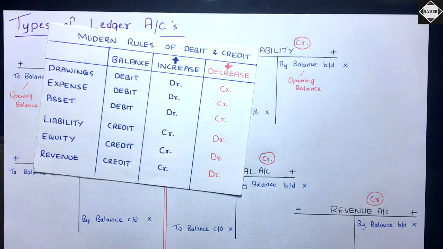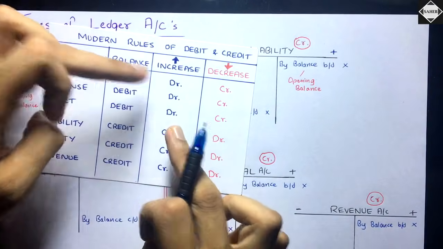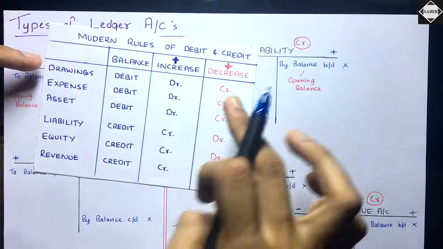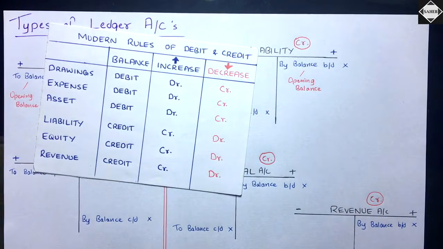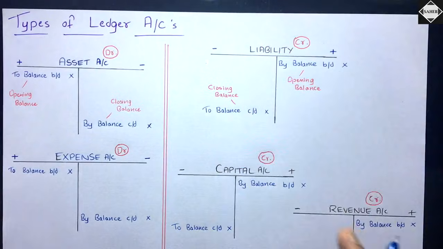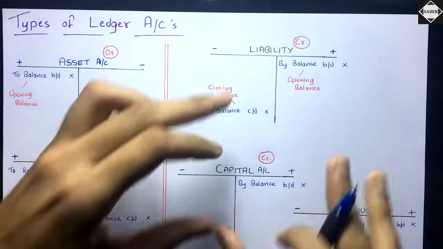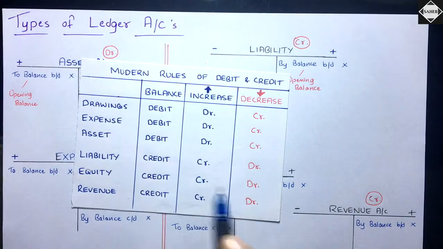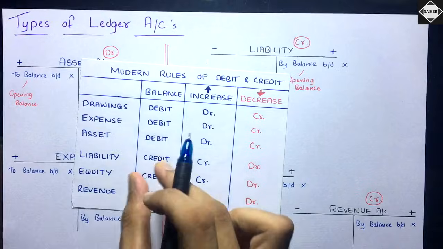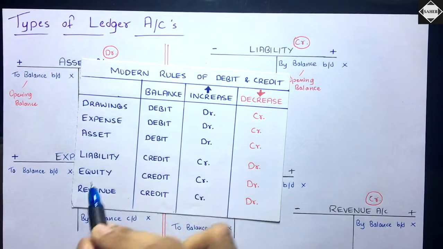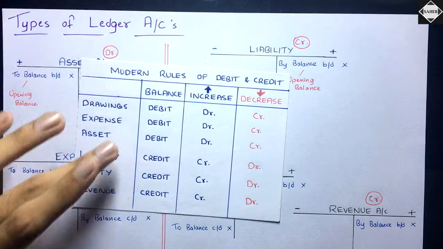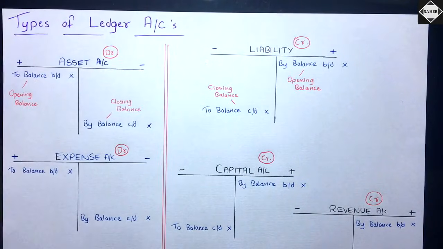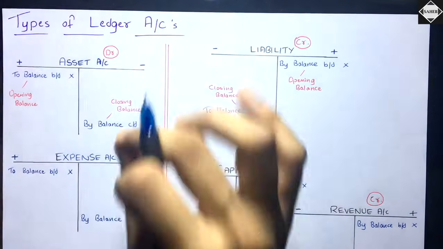The meaning of debit for these items is positive, and the meaning of credit for these items is negative. You have to be perfectly clear with this. And for this group, LCR, liability, capital and revenue, or you can say liability, equity, income, these have credit balance. To increase them, you credit them, and to decrease them, you debit them. The meaning of credit for these is positive, and debit for them is negative. Simple things, right?